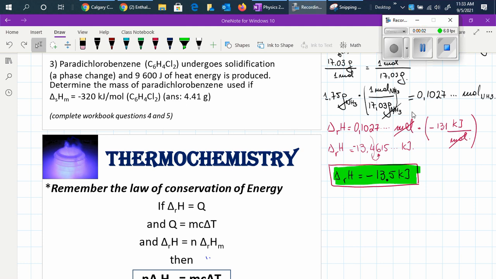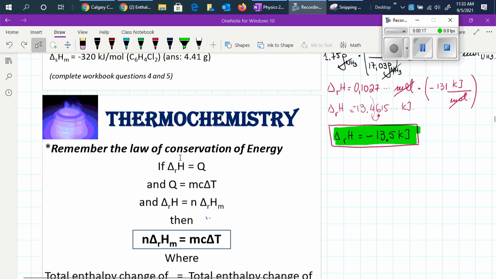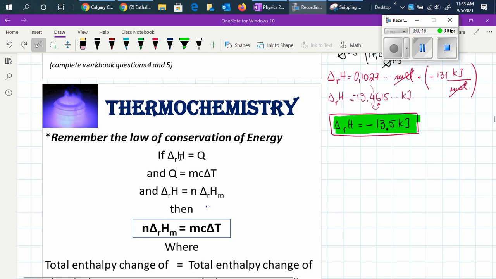Okay, we'll continue with the third part of today's lesson. Before we go ahead, you may work and complete questions 4 and 5 in your workbook, and you can check your answers.